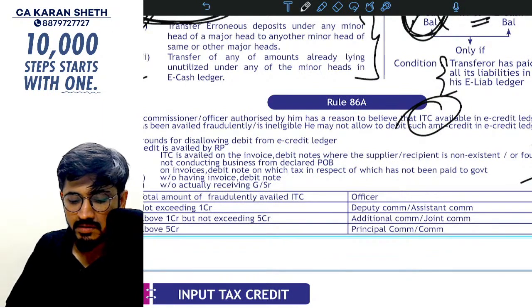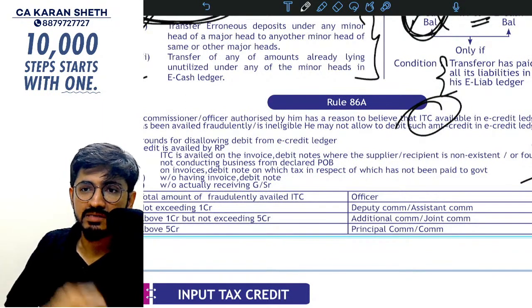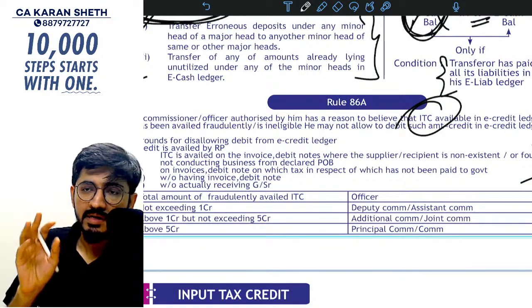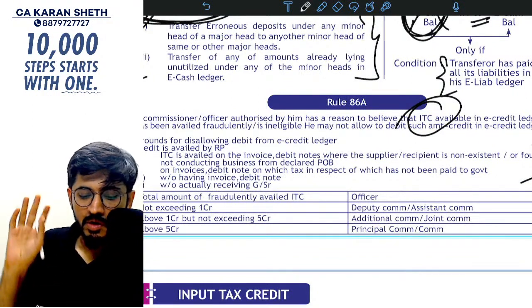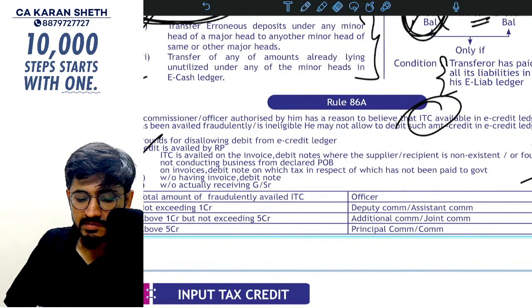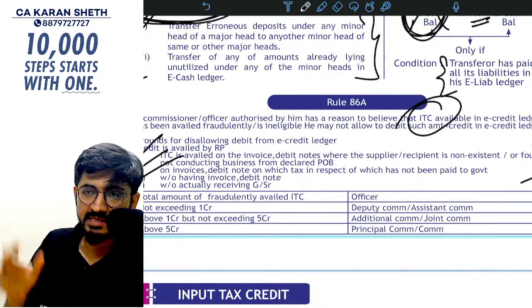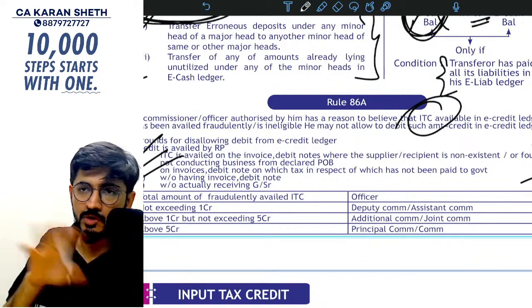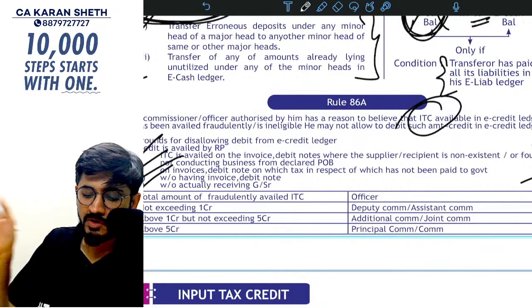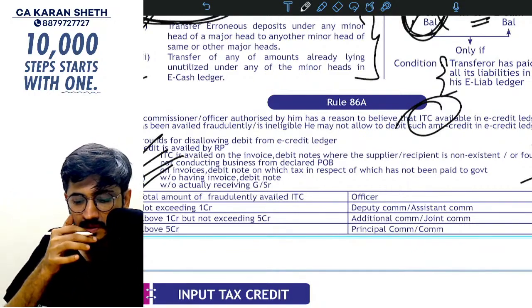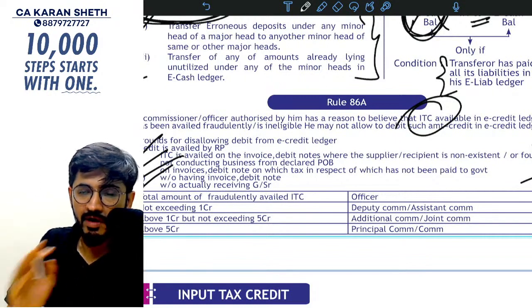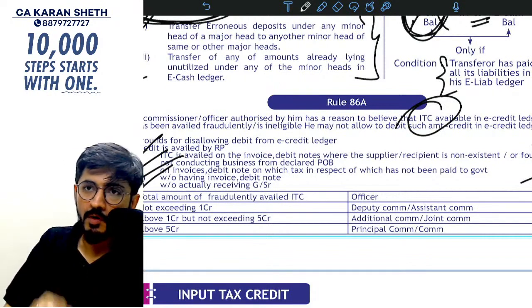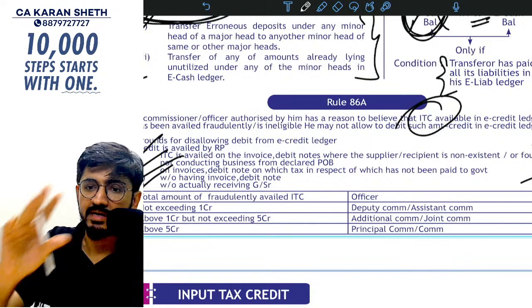Okay, fantastic. So either the supplier or the recipient is non-existent. Second reason, the supplier has not paid tax to the government. Third reason, without having an invoice or debit note. Simple. The recipient has taken ITC without an invoice or debit note, or without receipt of goods or service. So these are the reasons why ITC will not be allowed to be debited from the e-credit ledger.